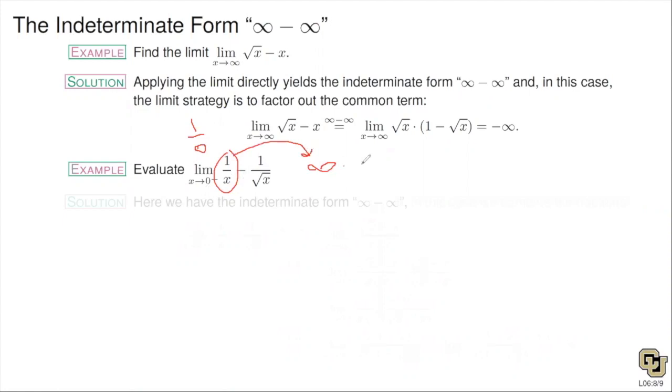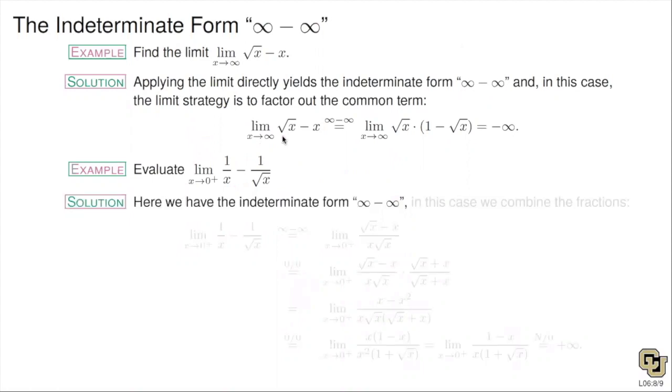Minus, so I'm going to copy the minus. When you apply the limit to this term, it is 1 over root 0, or a number over 0. In a one-sided limit, we know this is going to be plus or minus infinity. And 1 over positive square root of x is positive. So this second term goes to infinity. So this limit is an infinity minus infinity type indeterminate form.